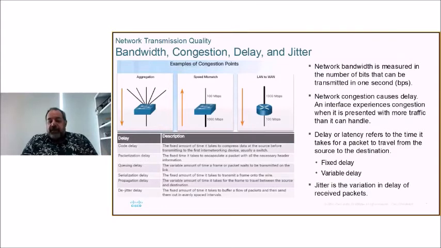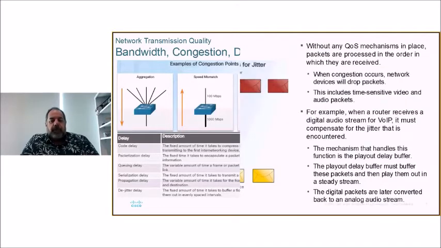Delay or latency refers to the time it takes for a packet to travel from the source to the destination, and there are fixed delays and variable delays. There's always going to be delay because the ones and zeros do take an amount of time to cover a link, but of course there can be variable delays, for example queuing. And jitter is a variation in the delay of a received packet, so it's inconsistent.